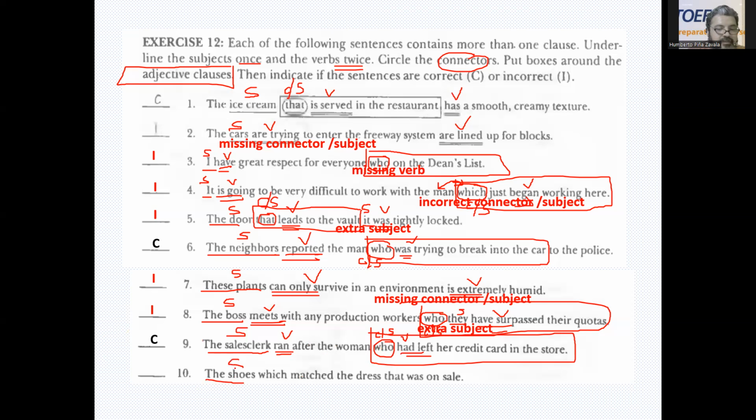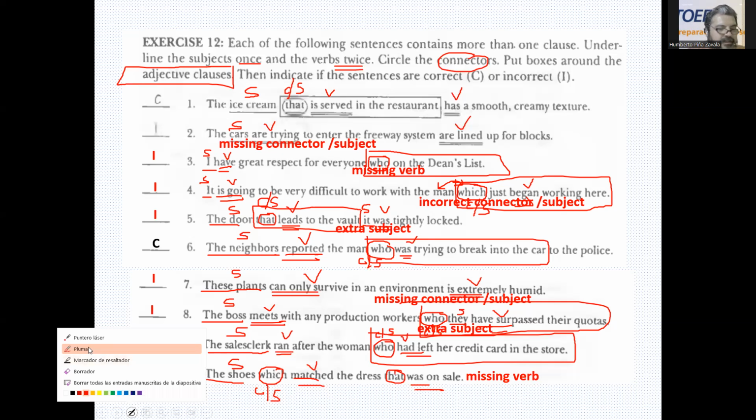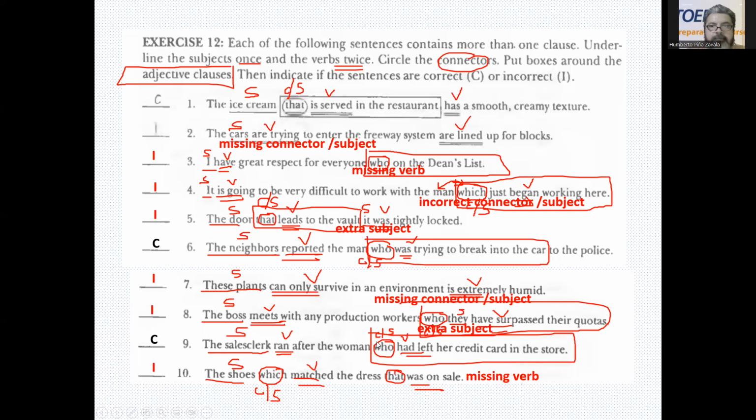The shoes, which match the dress, connector subject, that was on sale. Yeah, this is wrong, right? We're missing the verb. The shoes which match the dress was on sale were very expensive. Were sold out. I don't know, something happened to the shoes, but we don't know, right? So this is why it's incorrect. So here I'd say we have to be careful because the connector is also the subject. So you have to be on the lookout for that.